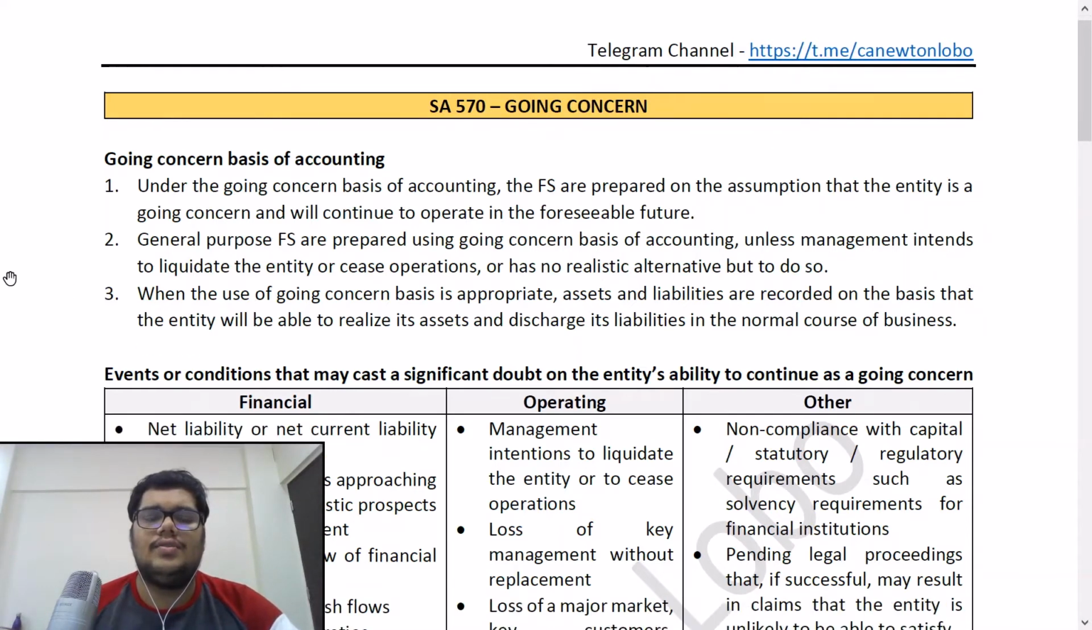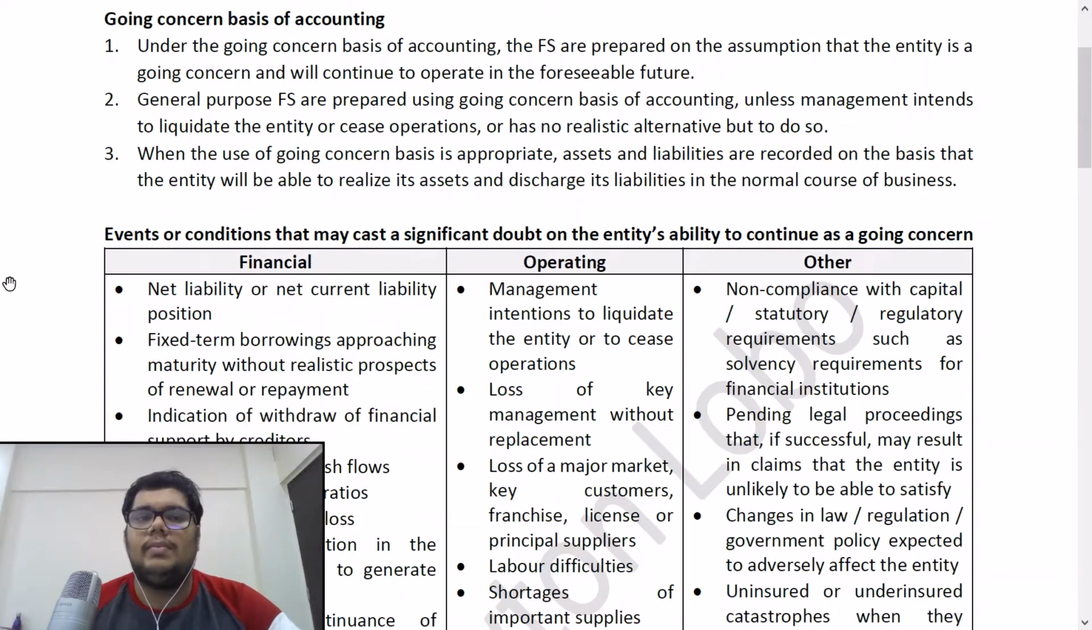Now let us see the first question, going concern basis of accounting. Under the going concern basis of accounting, the FS are prepared on the assumption that the entity is a going concern and will continue to operate in the foreseeable future. General purpose financial statements are prepared using a going concern basis of accounting unless management intends to liquidate the entity or cease operations or has no realistic alternative but to do so.